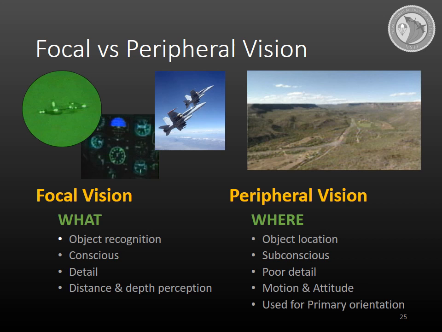Peripheral vision is what your brain uses to identify where something is. You may not know what it is, but at least you saw that it was there. Your peripheral vision detected that object, detected that movement, and responds to it very quickly. This is a subconscious process and does not require any cognitive work. Now, you don't have really high detail. You may not be able to tell what something is or where exactly it's going, but you know that it's there. And again, this is used primarily for orientation.